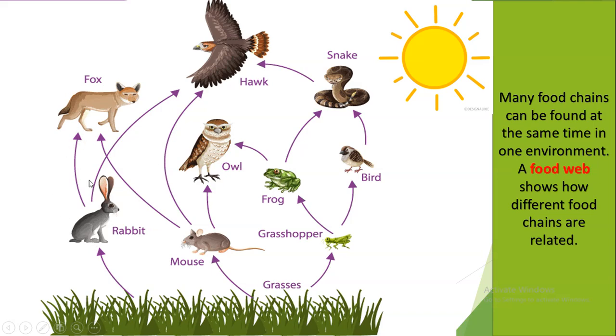Do you see that? Grass, mouse, fox. So a food web shows how different food chains are related. They are interfering with each other, right?